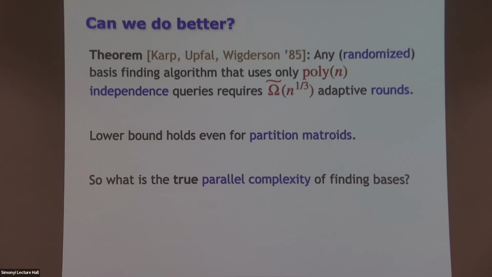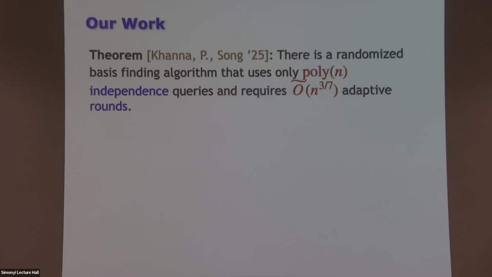And so this is the question that we set out to study. What we showed is that, in fact, you can do better than this upper bound. There's a randomized basis finding algorithm, which uses only a polynomial number of these independence queries per round, but which can compute a basis of an arbitrary matroid in just basically n to the 3/7 many adaptive rounds of computation. For those of you who aren't good with fractions, 3/7 is like 0.429.